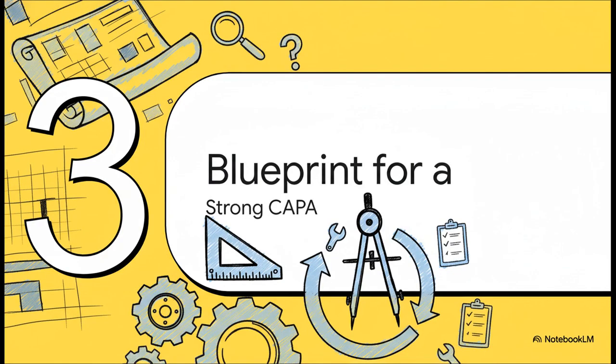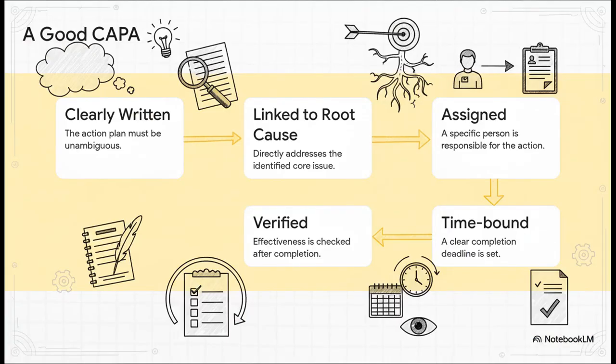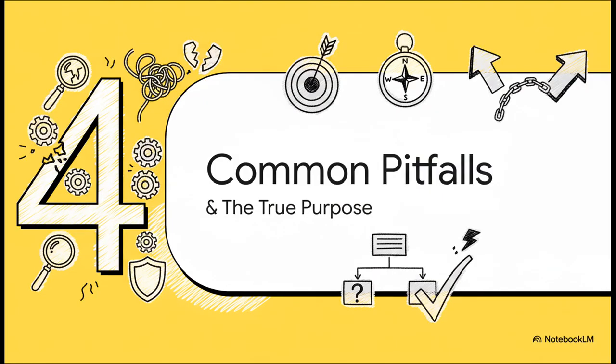All right, so let's get practical. What does a good, strong CAPA actually look like? Let's break down the essential components, kind of like a blueprint for getting it right every time. A truly rock-solid CAPA has these 5 hallmarks. 1, it's got to be written so clearly that anyone can understand what to do. 2, it has to be directly linked to that root cause we just talked about. 3, it needs an owner, a specific person responsible for getting it done. 4, it needs a deadline. And finally, and this is the one people miss all the time, you have to go back later and actually verify that it worked.